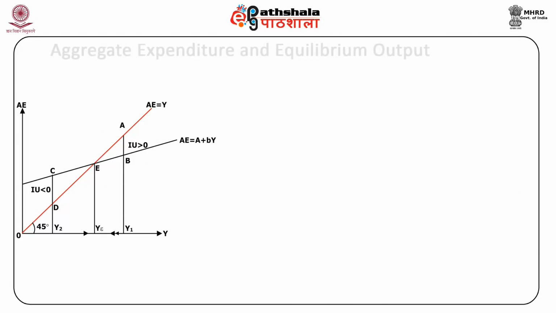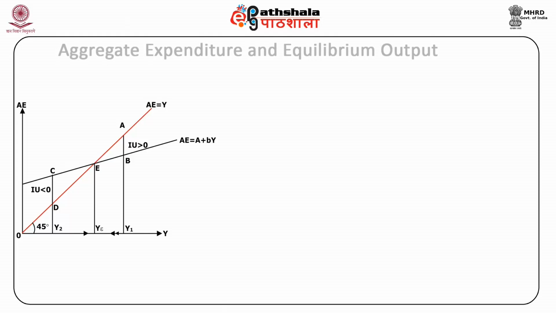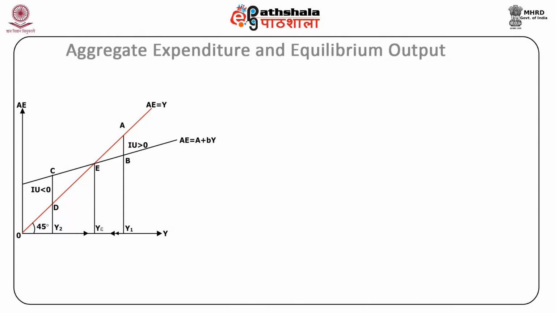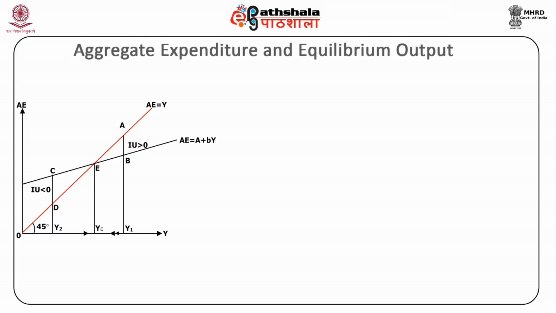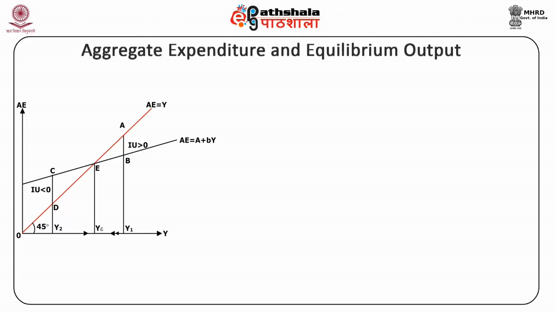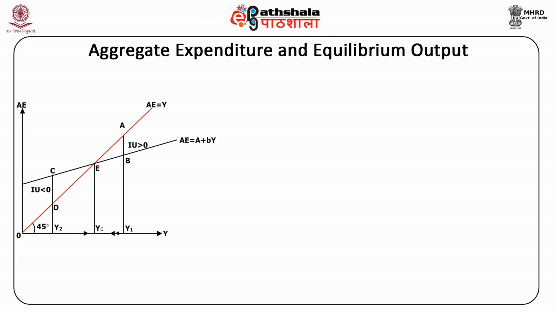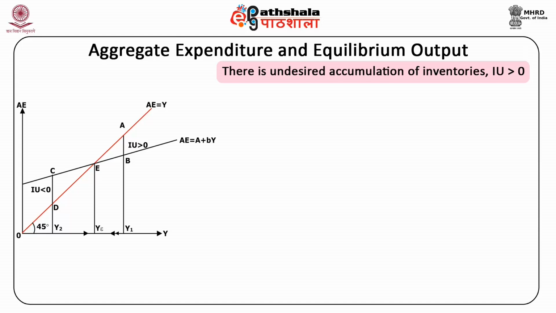In the figure, E is the point of intersection and OY epsilon is the equilibrium level of income. At any point to the right of OY epsilon, the value of output, that is OY1, which is equal to AY1, is greater than the planned aggregate expenditure, that is BY1. There is undesired accumulation of inventories, that is IU will be greater than 0. Firms therefore reduce output, as shown by arrows.